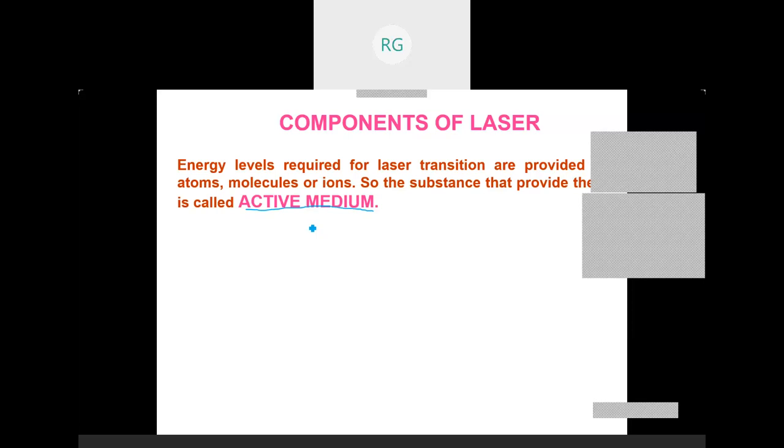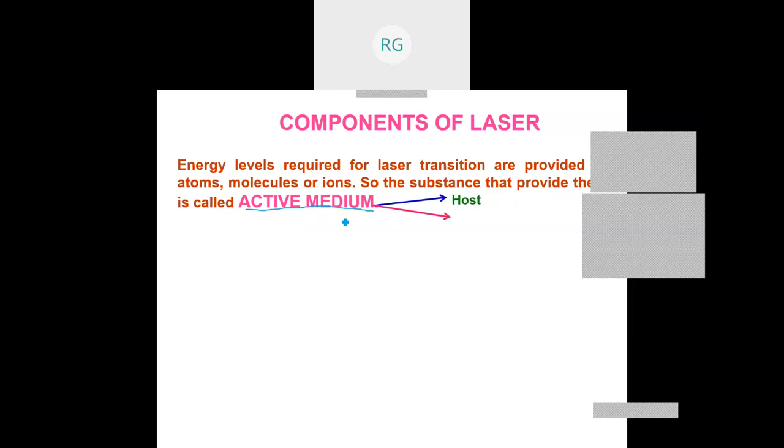So the active medium is a material. This active medium is composed of two parts. The first part is called the host, and the second part is called the active centers. Host is simply a material which hosts the defects. Defects are now active centers. In crystallography, we have seen that we have a regular periodic arrangement of a crystal in which we add dopants or impurities to get improved performance of the substance in terms of its properties.